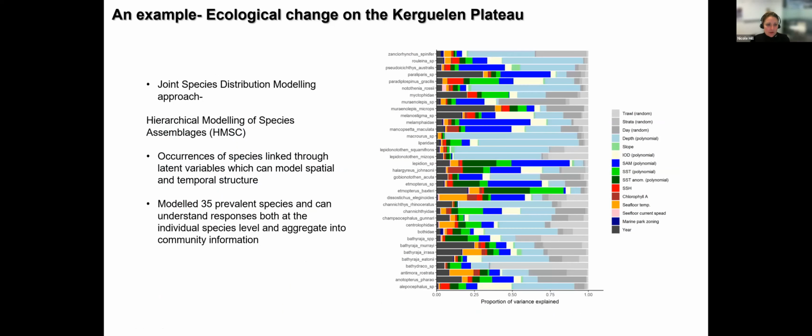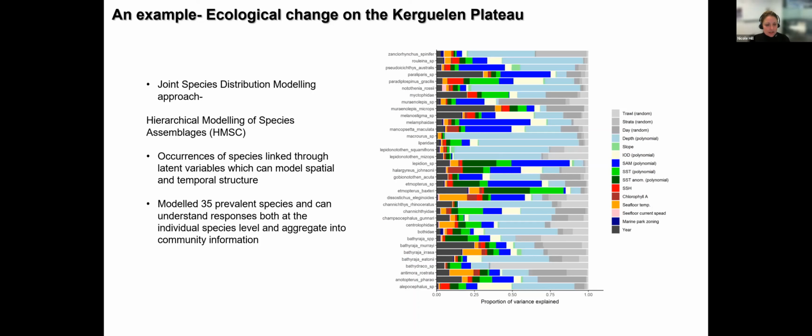The way that we've approached this is a joint species distribution modelling approach called hierarchical modelling of species assemblages, HMSC. Rather than modelling each species completely separately, one by one, this approach models them all together and links their occurrences through latent variables, which can model spatial and temporal structures. Basically, it gives a correlation structure to the co-occurrences in the data.